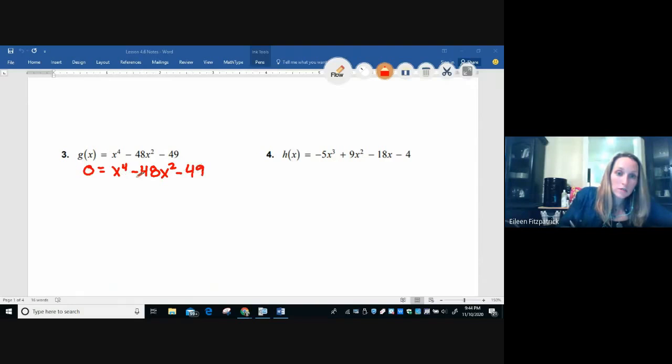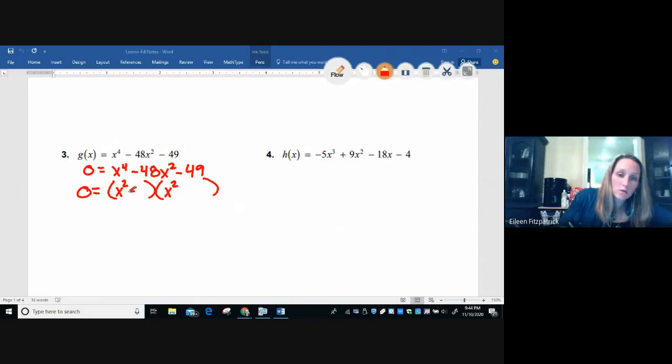Okay, there's only 3 terms, so I am going to see if I can factor this by hand. Let me think. How do we want to write this? Yeah, we're going to write this one, trying to do reverse FOIL. So x squared times x squared will give you x to the 4th. And we're looking for 2 numbers that multiply to -49 and add to -48.